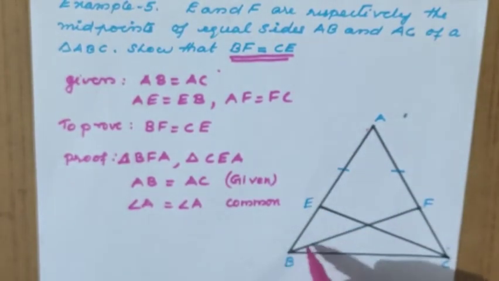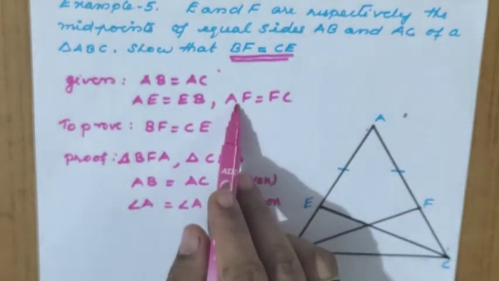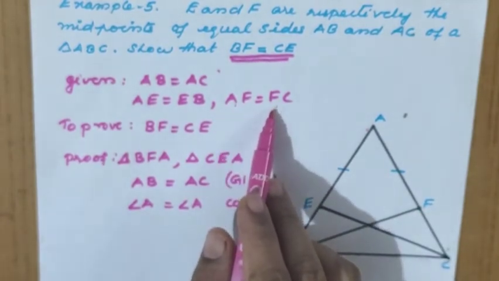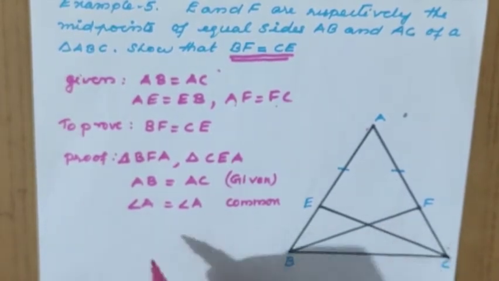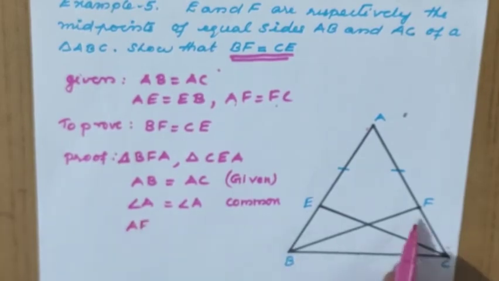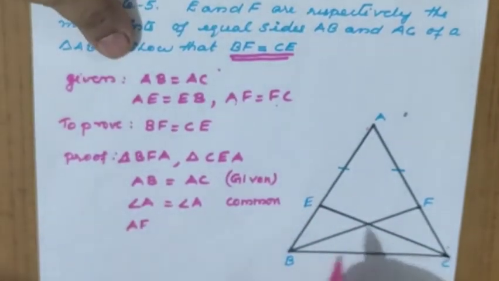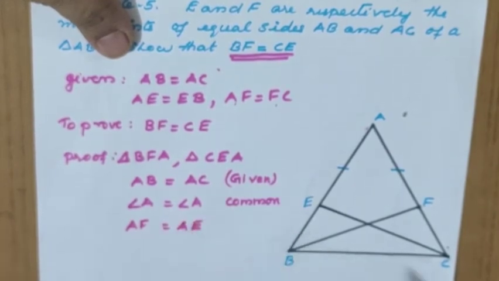So now we don't have any relation for BF. But at the same time AF I can take. AF equal to FC we have written, that is midpoint. So we are taking the side AF from BFA. AF equal to which side? AE. What is the reason? We will write half of equal side.